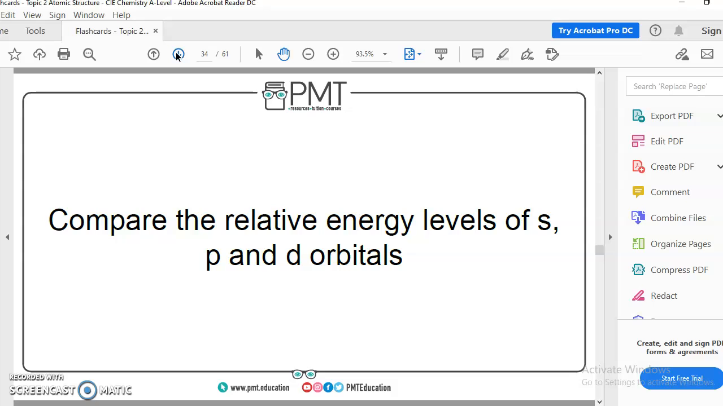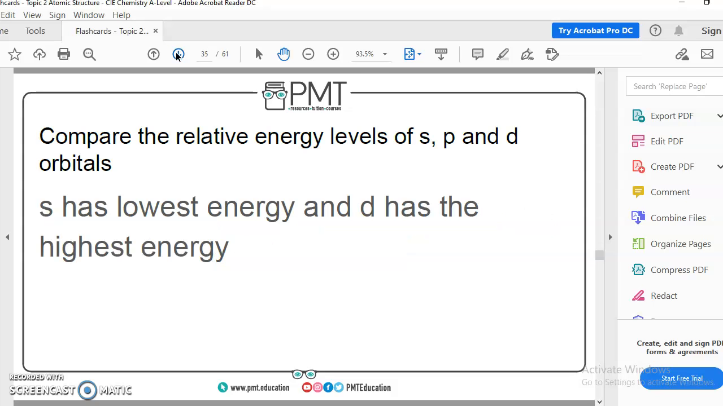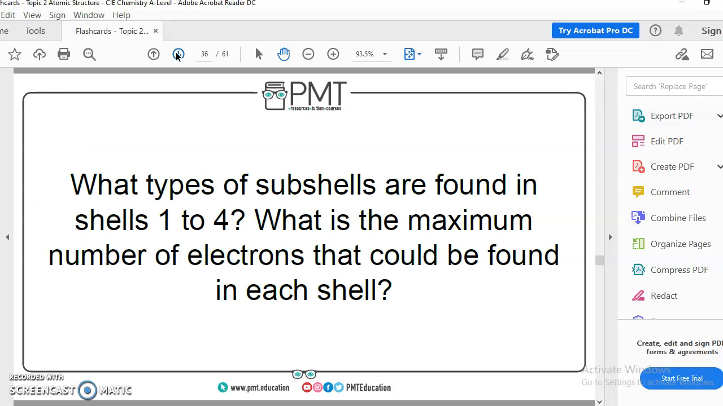So let's compare the relative energy levels of s, p, d and f orbitals. We will say that s has the lowest energy, f has the highest, and if f is not there, then d has the highest energy.